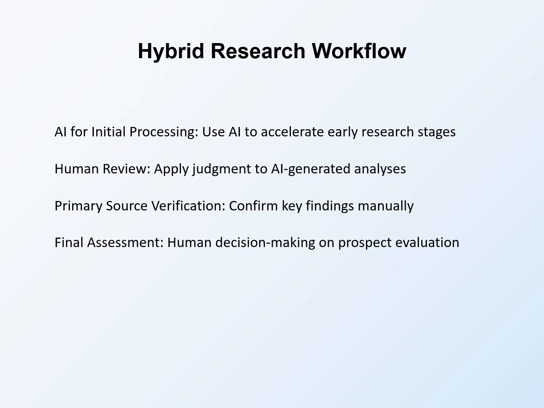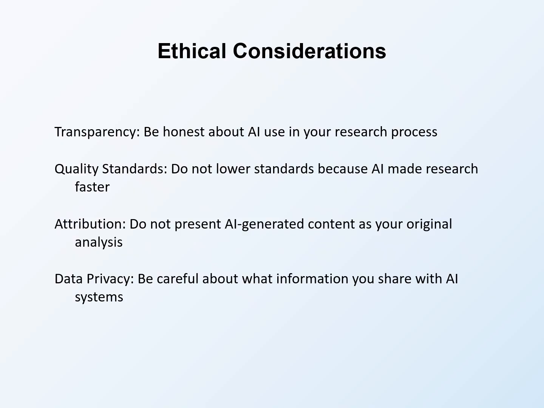Primary source verification confirms key findings manually. For foundations you will actually pursue, verify critical information through primary sources. The time saved by AI in initial processing should be reinvested in verification for high-priority prospects. Final assessment relies on human decision-making for prospect evaluation. The go or no-go decision about whether to pursue a foundation should be made by humans with full context, not delegated to AI. AI supports research. Humans make decisions.